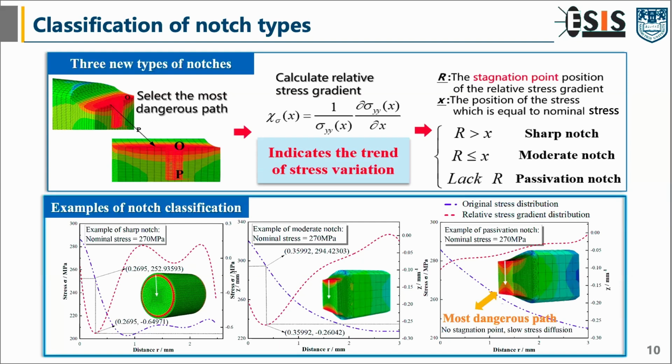And when the R is greater than X, we define it as the sharp notch. And when the R is less than X, we define it as the moderate notch. And when R is equal to X, we define it as the observation notch. Examples of the notch classification are shown in the pictures.